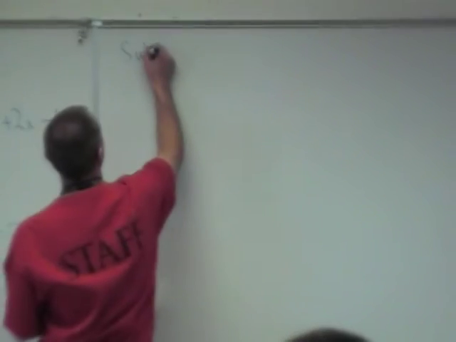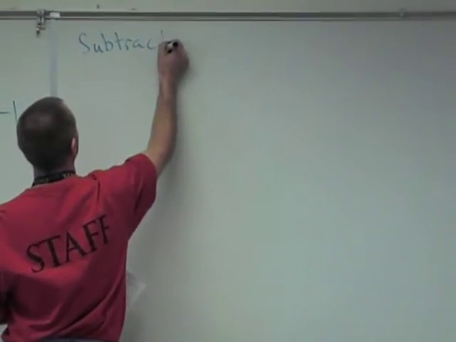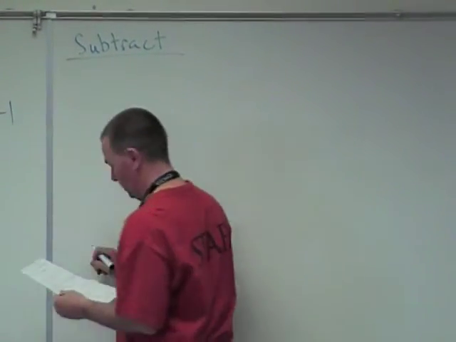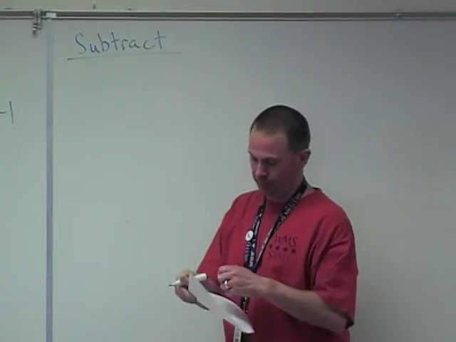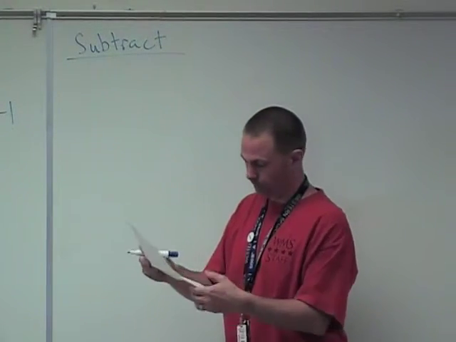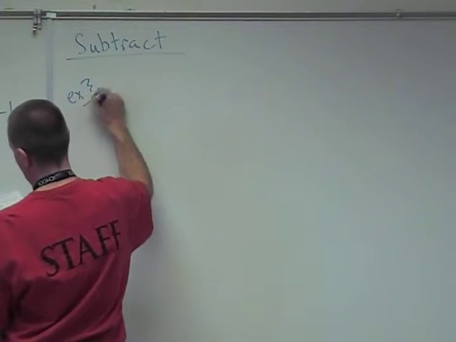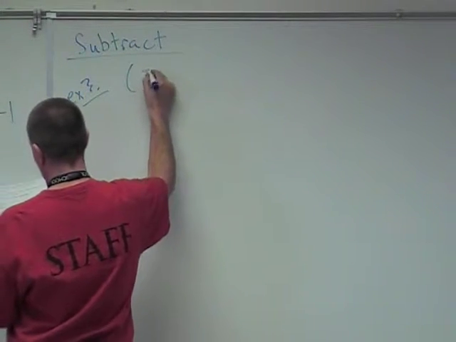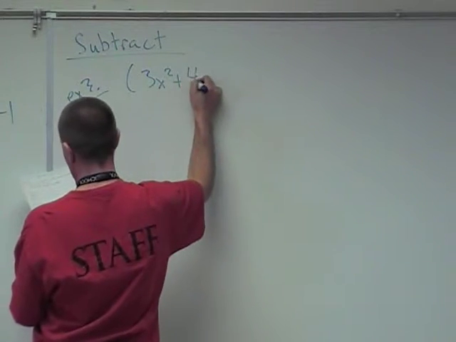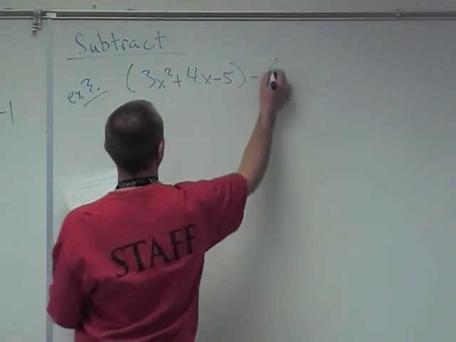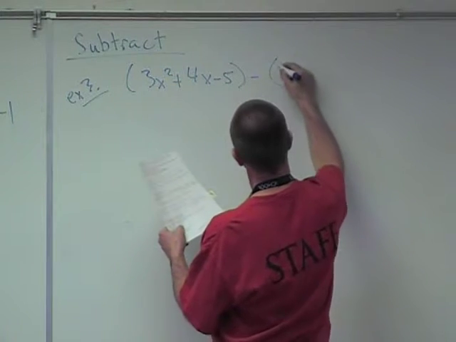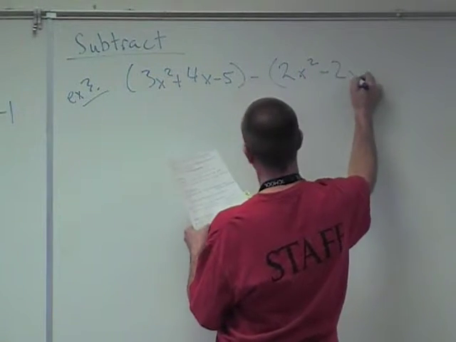Subtracting. It might even help you to do it when you're subtracting. Adding seems to be a little bit easier. So horizontally first, example 3. Here's your expression: 3x squared plus 4x minus 5, minus this expression, 2x squared minus 2x plus 4.